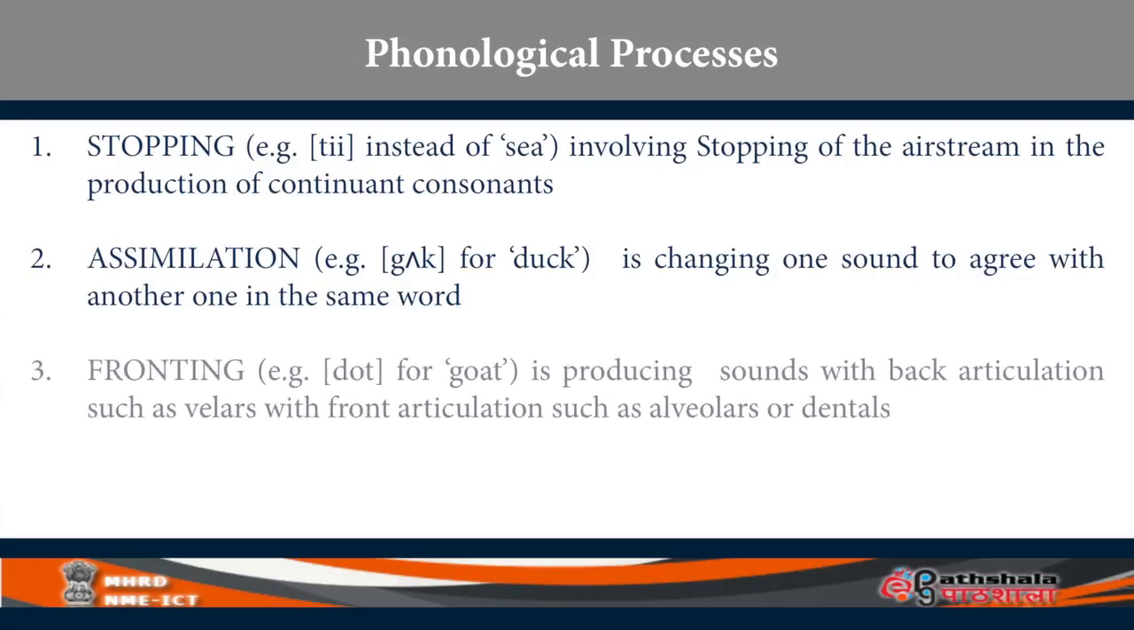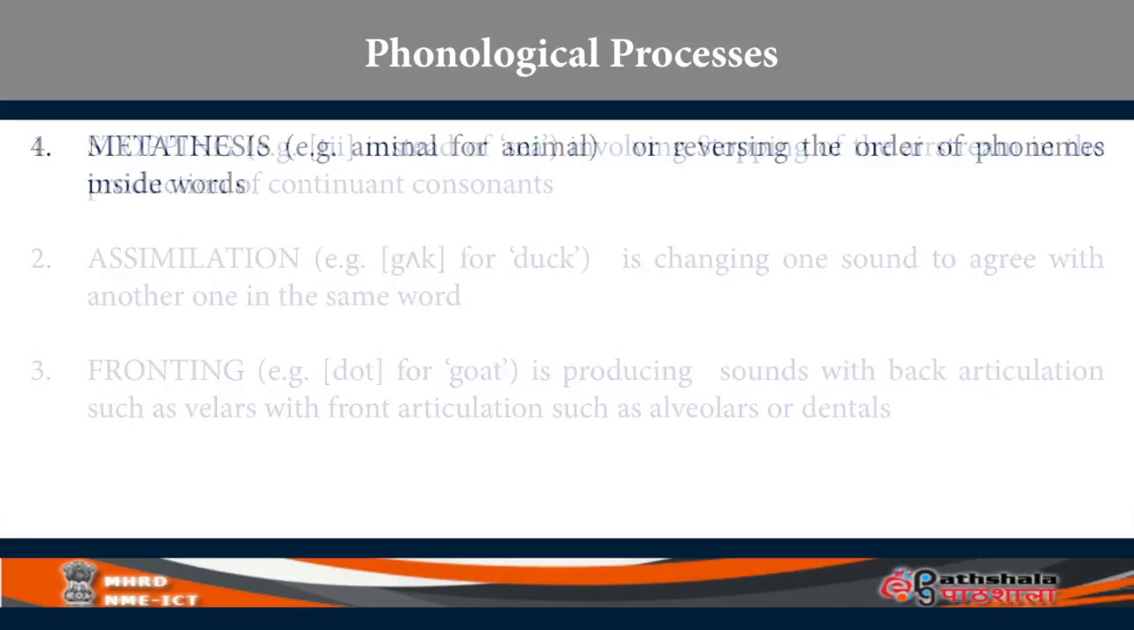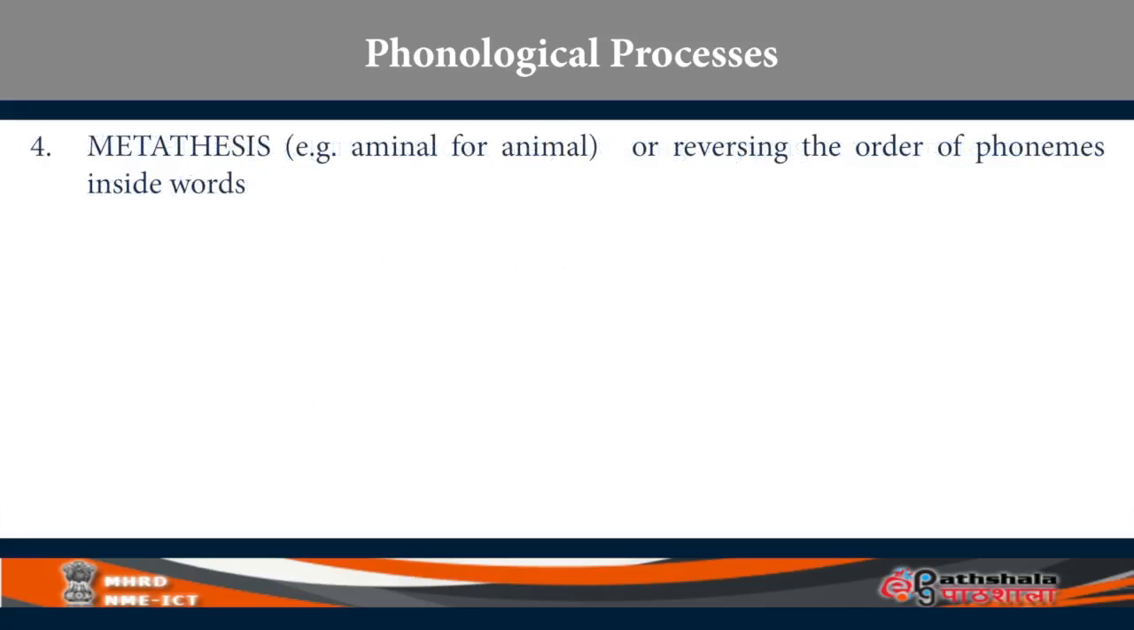The third major process children exhibit is fronting. So, instead of saying goat, the child will say dote. Ga is a back sound, da is a front sound. Therefore, the process is called fronting. Then metathesis. Extremely common, even our children learning our languages exhibit metathesis. Metathesis is displacing the order of phonemes within words. So, instead of saying animal, the child says aminal.